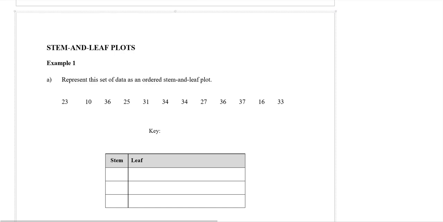Okay. The last thing we have to do to finish off this topic is stem and leaf graphs. So this is a way of presenting our data. It is a graph, but what is really good about this graph is that it keeps all of the numbers in it. You don't lose any of the information, and you can easily read the numbers back off.